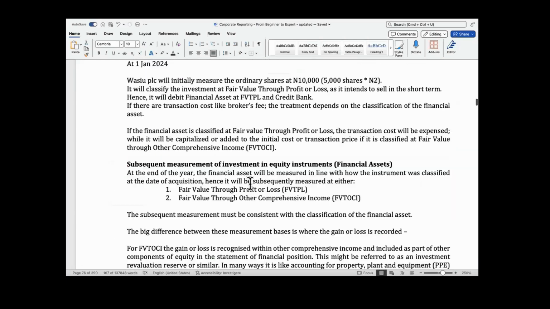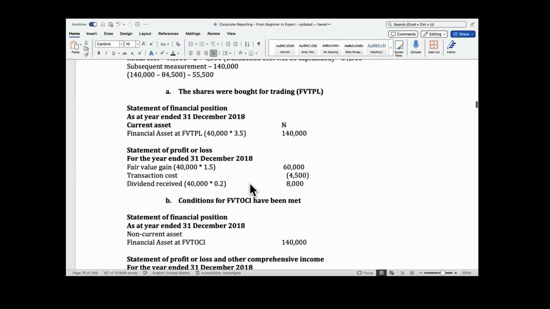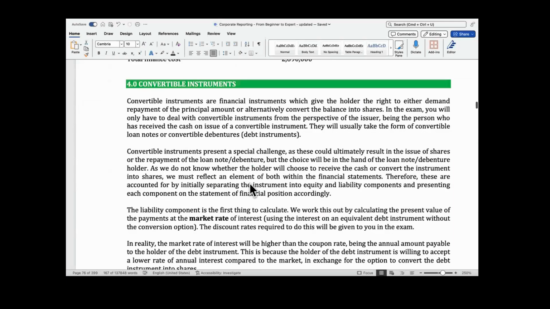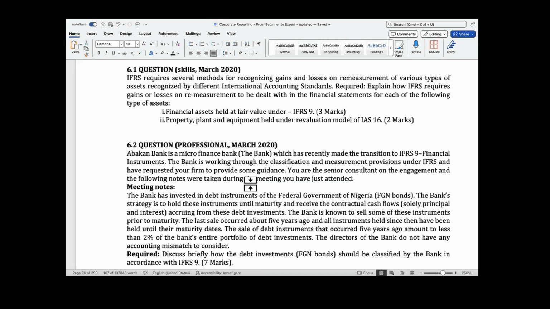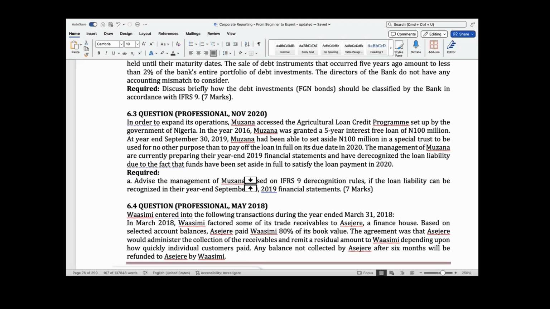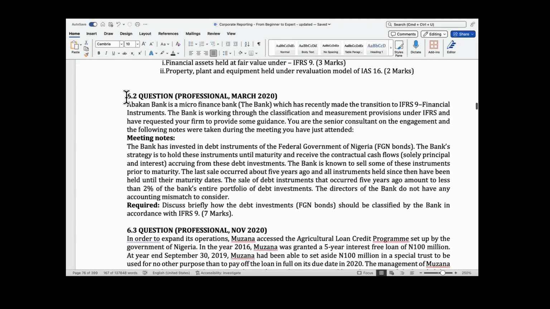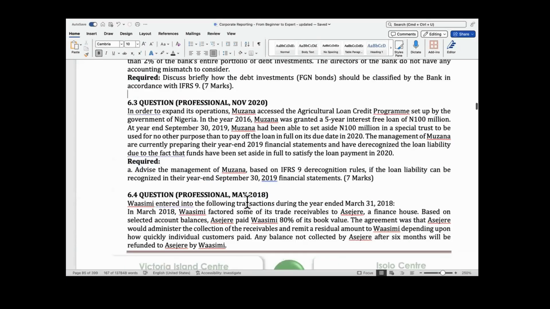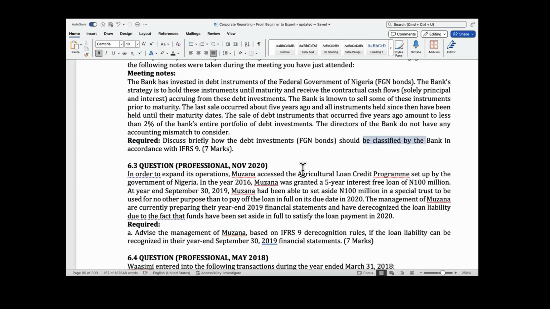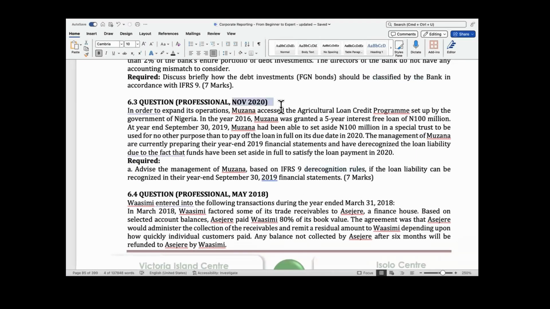So let me show you an ICAN past question on the recognition of financial liability. Okay, there are some simple questions here. How do you classify or come to it? The recognition rules. So this one is in November 2020.